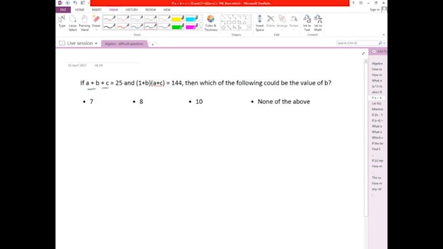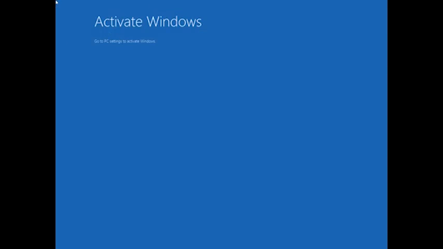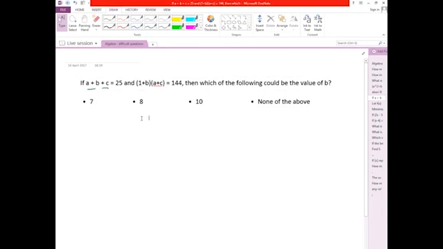Here you are given a plus b plus c is equal to 25, and you have to calculate 1 plus b into a plus c equal to 144. What you know is a plus c is equal to 25 minus b. You know it from the first expression. You just substitute it in the second expression, so you get 1 plus b times 25 minus b equal to 144.